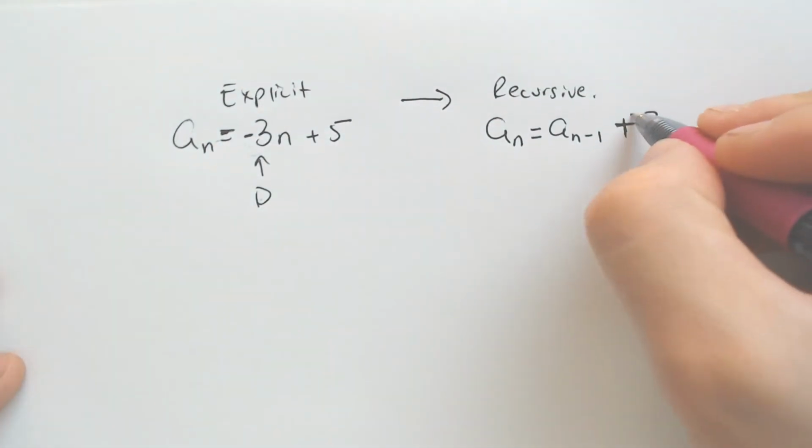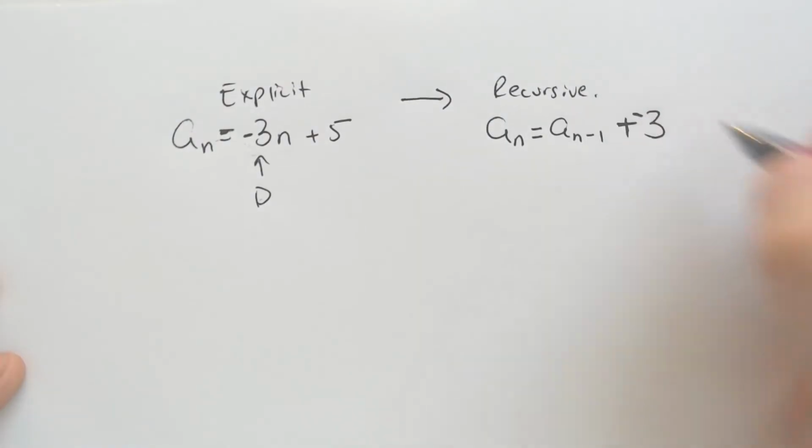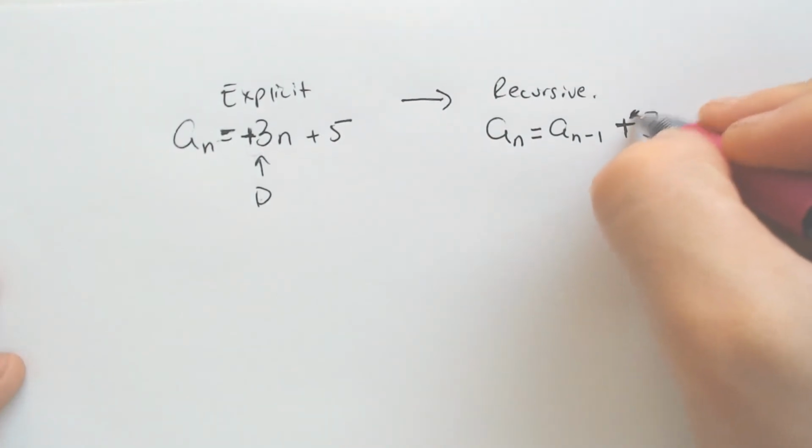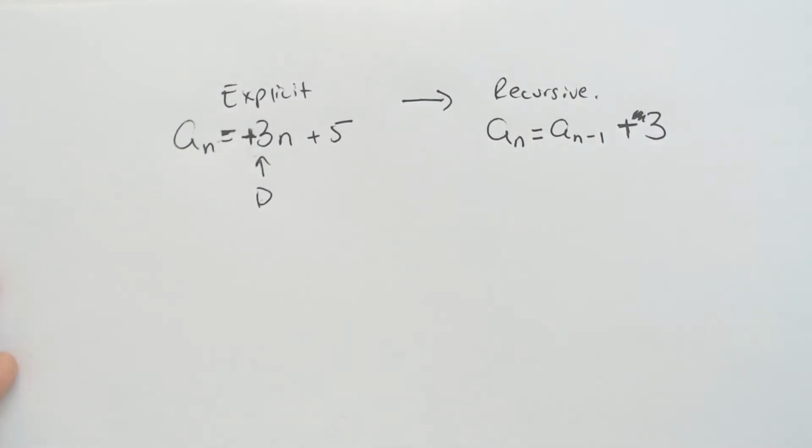If it was negative 3, why don't we do negative 3? It would be plus negative 3. It doesn't change anything. Actually, you would probably just put minus 3. I don't want to do that. That's getting too messy. Let's go back to positive 3. Sorry, I apologize. All right.